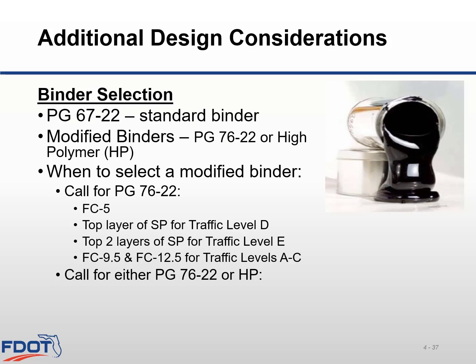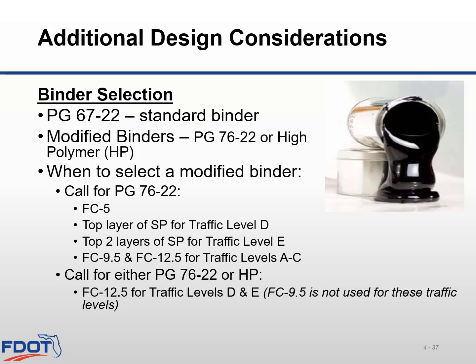You should call for either PG 76-22 or high polymer for FC 12.5 in areas of traffic levels D or E. The reason FC 9.5 isn't listed here for this category is, again, because it's not used on these higher traffic levels. And you should also use either PG 76-22 or high polymer in areas where you know you'll be having heavy and slow-moving loads, such as intersections and toll booths. The resilient modulus of asphalt is less under a slow-moving load than under a more dynamic high-speed load, which results in a higher potential for rutting, so that's why we suggest using the modified binders in these areas.